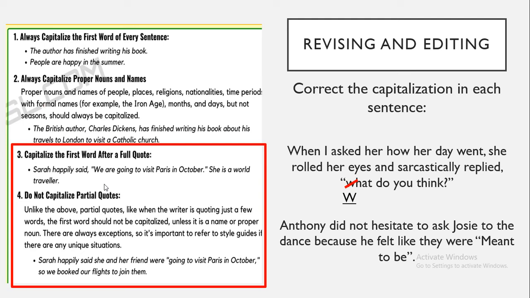Anthony did not hesitate to ask Josie to the dance because he felt like they were meant to be. And so here in quotes, we have "meant to be." Take a moment and ask yourself, is "meant to be" a full quote or a partial quote? And then, is there a correction here that needs to be made? I'll give you about 30 seconds.